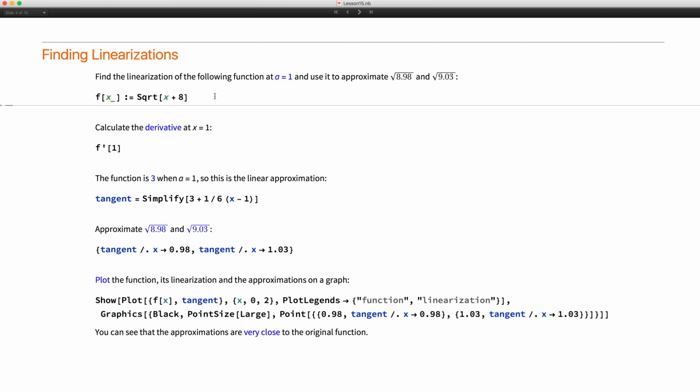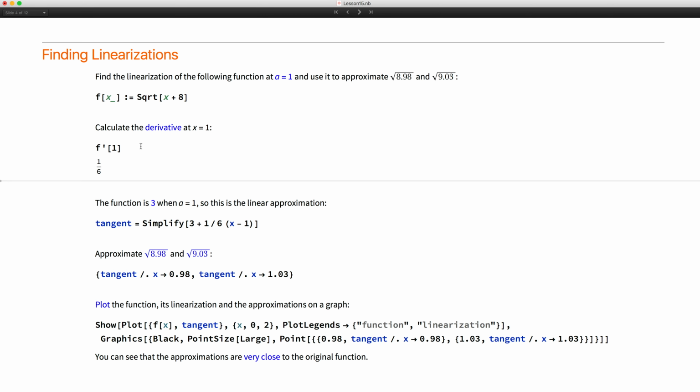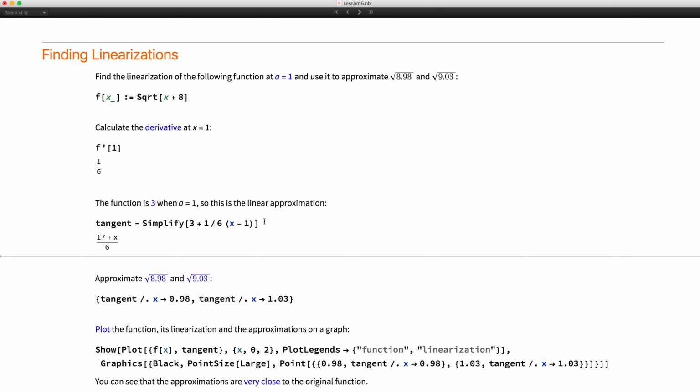And what we want to do is to approximate the values of the square root at 8.98 and 9.03 using this function. Now, obviously, when x is 1, the square root of 9 is just 3. So what we do is we work near 1, and you get back f prime at 1 is 1/6. And now you set up the equation of the tangent line. So tangent is equal to 3 plus 1/6 of x minus 1, and you get back the tangent expression.